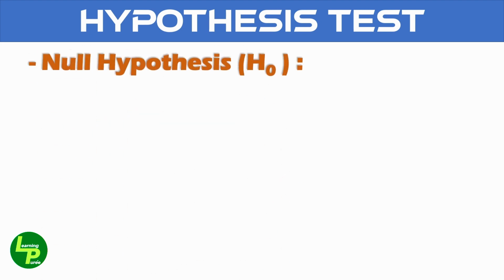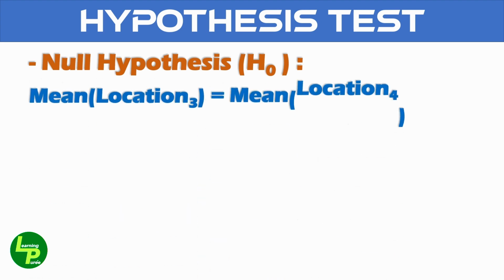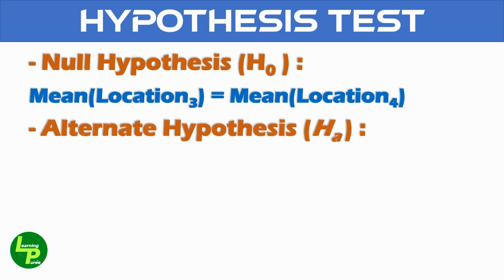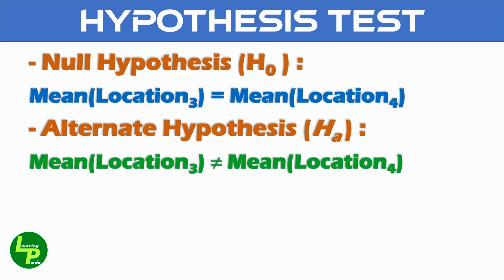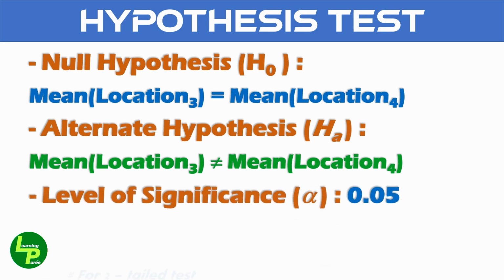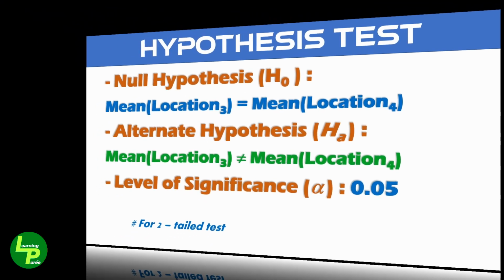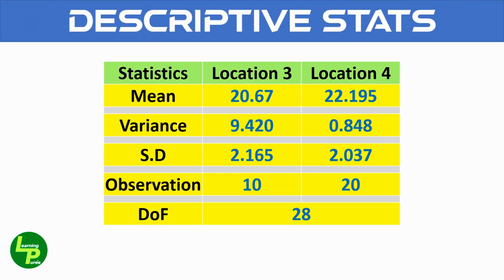As earlier, we set the null hypothesis as mean of temperature in location 3 equal to mean of temperature in location 4. Therefore, the alternate hypothesis is set up as mean of temperature in location 3 not equal to mean of temperature in location 4. The level of significance, or the alpha, is set as 0.05. The following are the values for means and standard deviations in the respective locations.